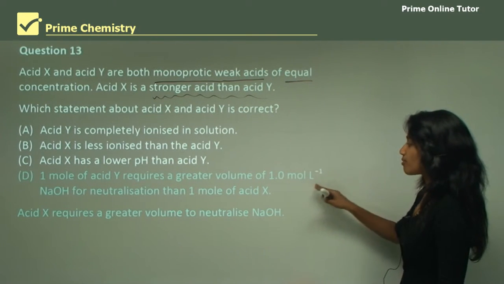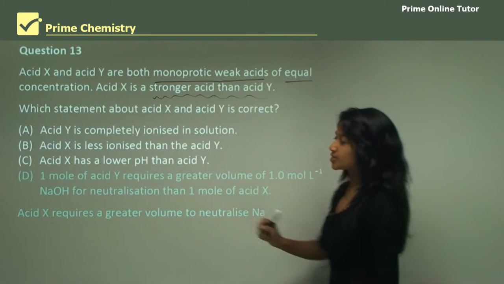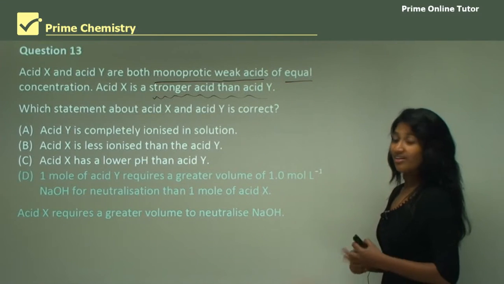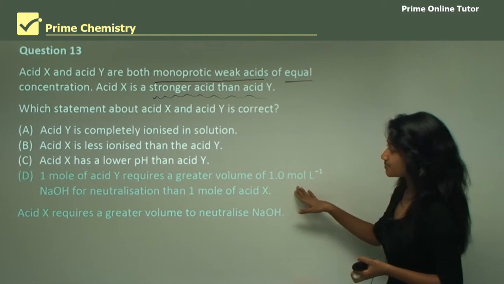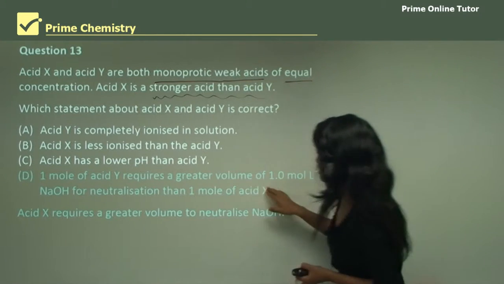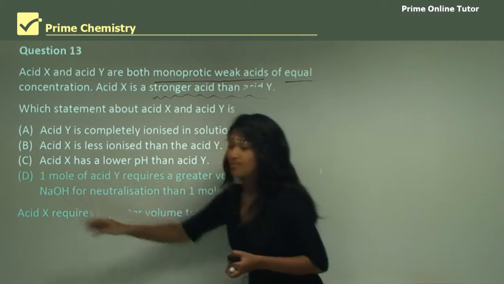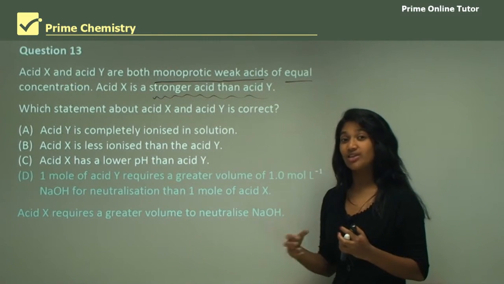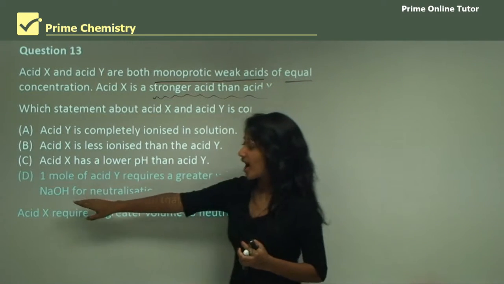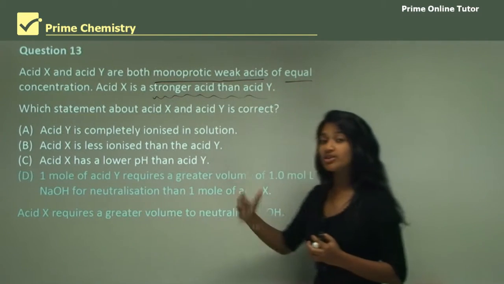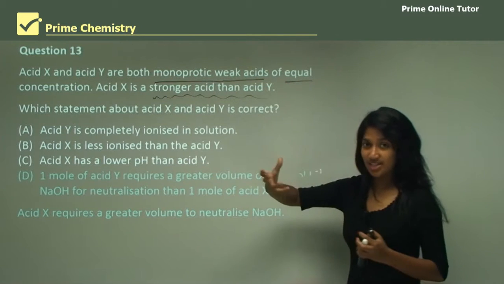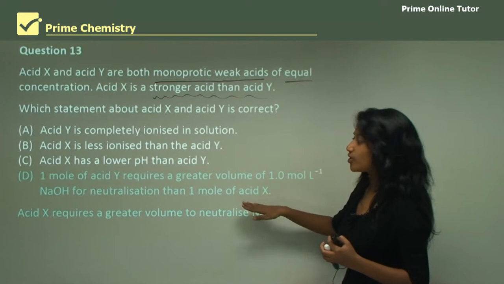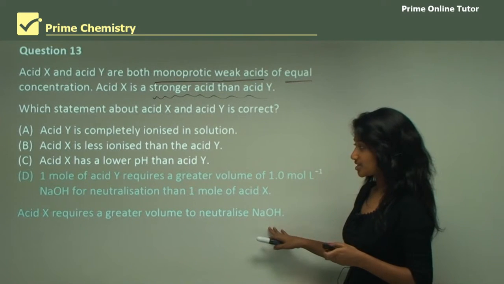Now moving to option D, it says 1 mole of acid Y requires a greater volume of 1.0 moles per liter of sodium hydroxide for neutralization than 1 mole of acid X. Now this you have to kind of figure out with the concentrations. Here we have sodium hydroxide. Now we need to neutralize it. To neutralize it, we have to have this same amount of hydrogen ions. So the acid that has a greater amount of hydrogen ions will neutralize this faster. Therefore, this is incorrect. So D is incorrect.